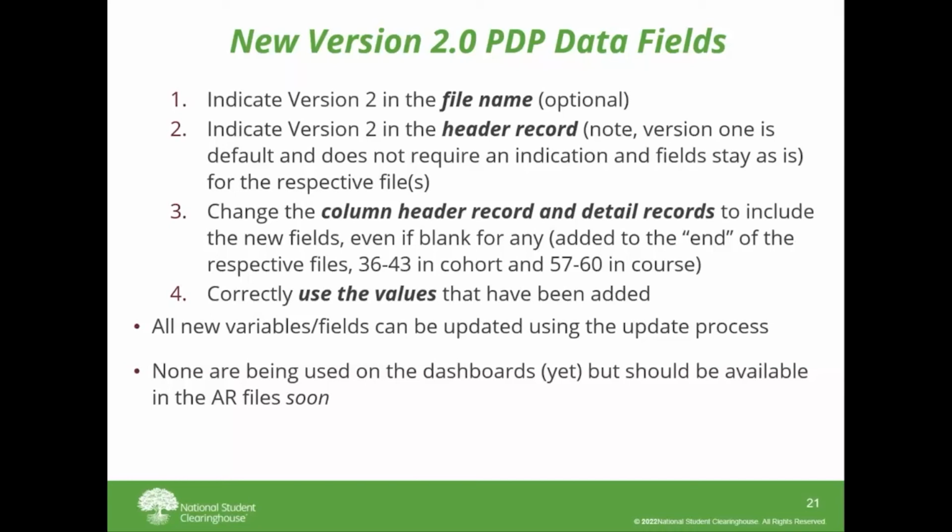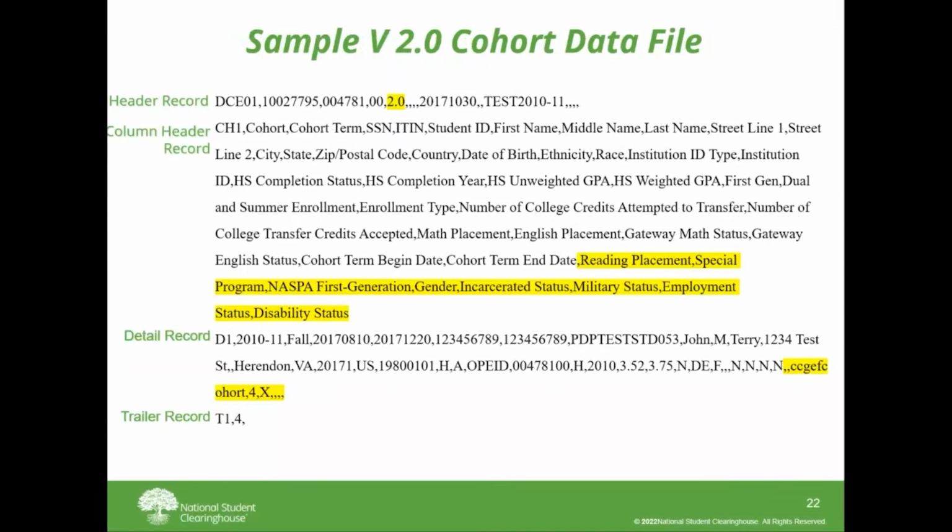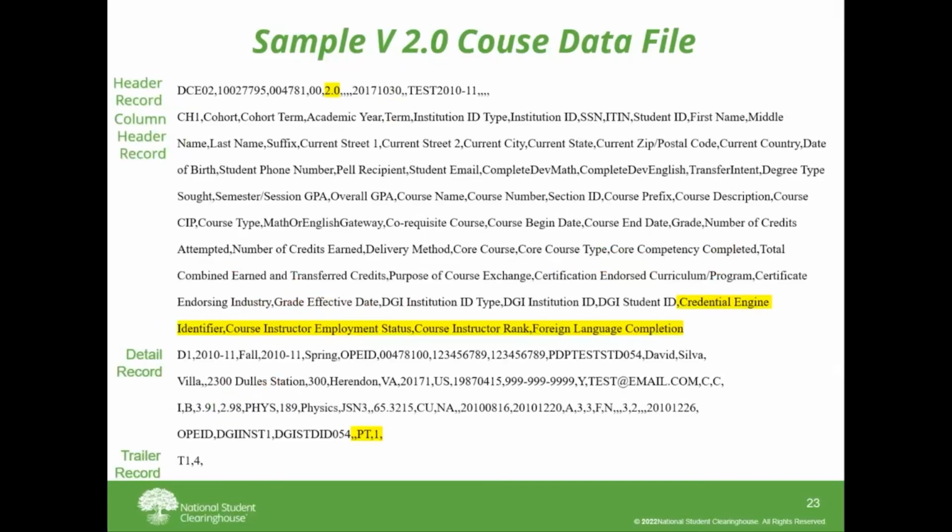All new variables and fields can be updated using the update process. None are being used on the dashboards yet, but will be available in the AR files soon. On screen is an example of the version 2 cohort data file. On screen is an example of the version 2 of the course data file.